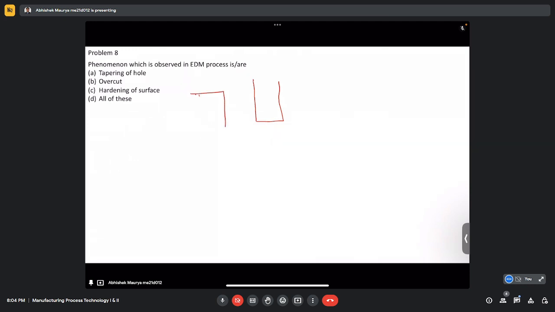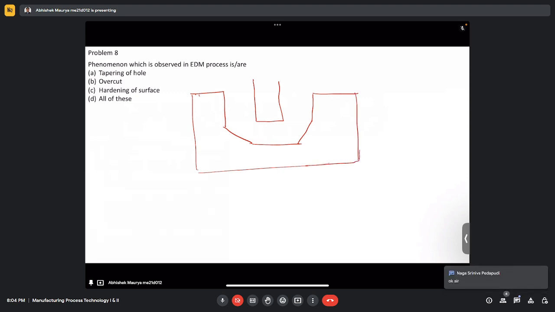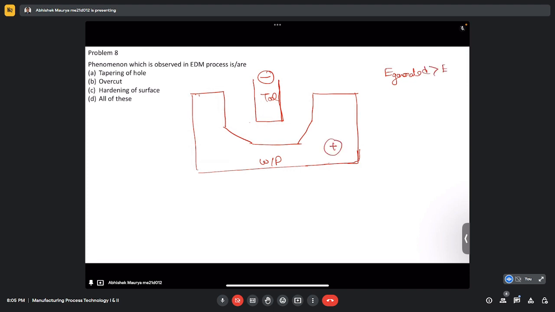Yes, so this is the tool. This is the workpiece. As you know, the machining is happening because of the spark which is generated. The spark will be generated wherever this condition is reached. We are giving the negative supply here and the positive supply here. So E generated is greater than E breakdown. If this condition is reached anywhere, a spark will take place there.